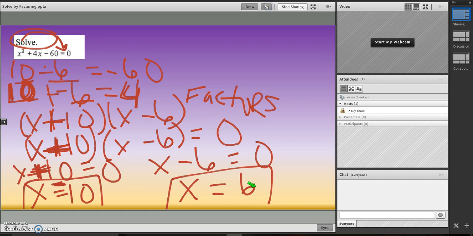Notice the pattern. This was a positive 10. The factor is a positive 10. The solution is a negative 10. Over here, this is a negative 6. The factor is a negative 6. The solution is a positive 6.